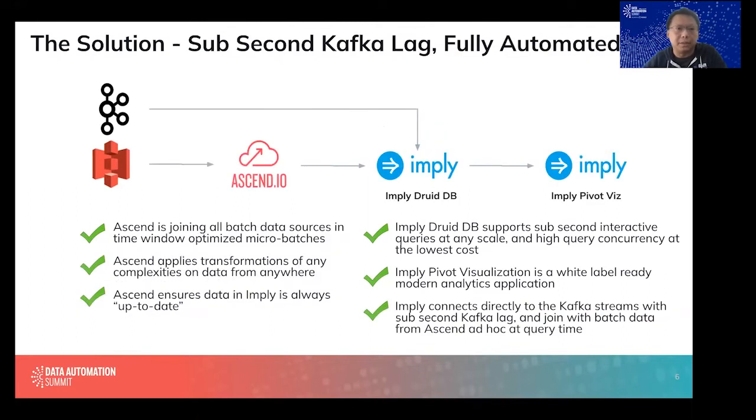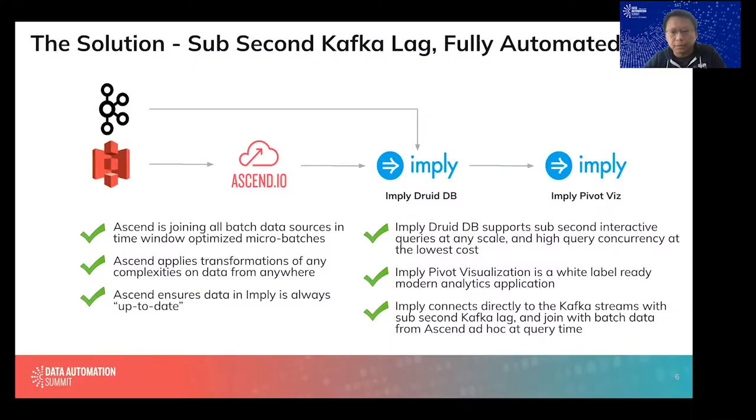Next, we want to talk about an alternative architecture. In this version, Ascend is still doing the same thing, joining all the batch data sources in the time window optimized micro batches. What's different is Imply directly connects to the Kafka topics. And with Imply directly connecting to the Kafka topic, Imply Jove database can support sub-second latency, sub-second Kafka lag. What that means is within 1 second of a data point showing up in the Kafka topic, it will show up in the dashboard in Imply Pivot within less than 1 second.